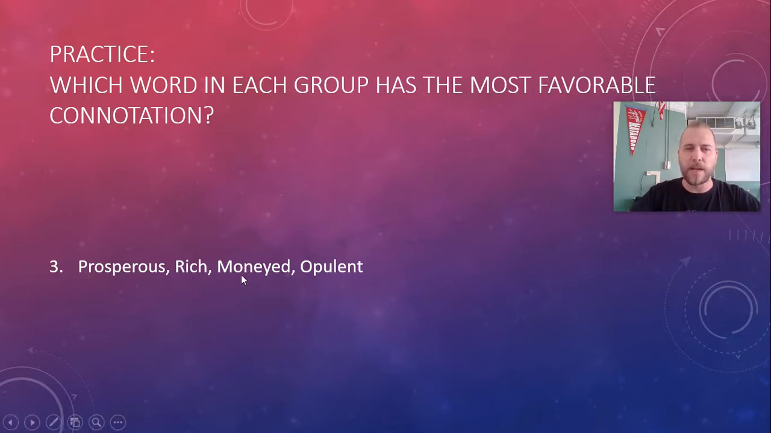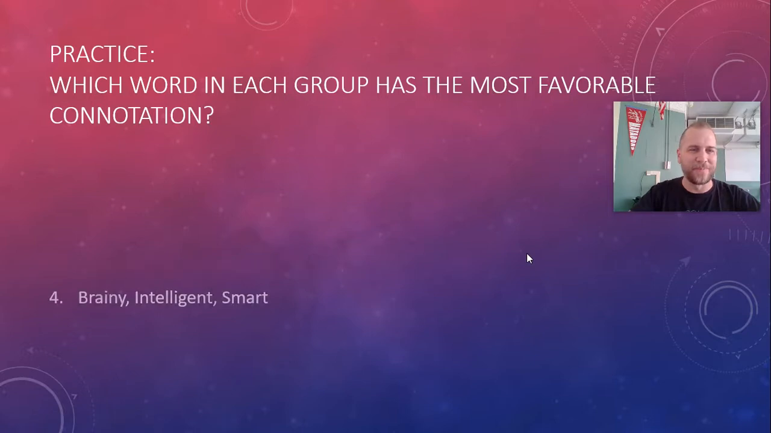And so rich and moneyed would probably be the two that have the highest and most favorable connotation, whereas rich might be the one that you'd want to go to, although the concept of being rich is less favorable as time goes on. At least when you're rich, it's okay. When other people are rich, it's not favorable.